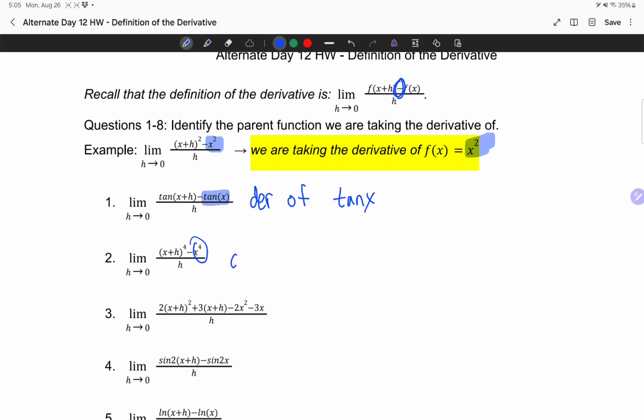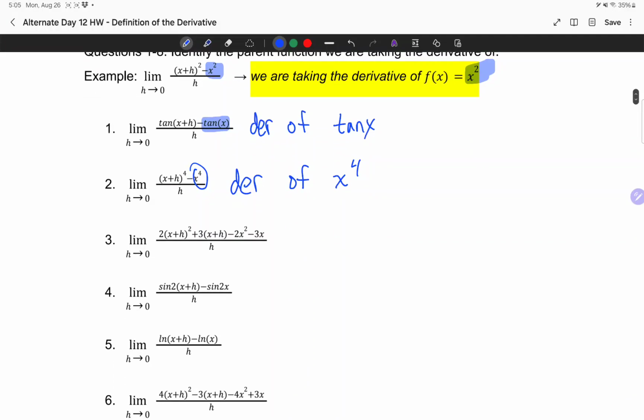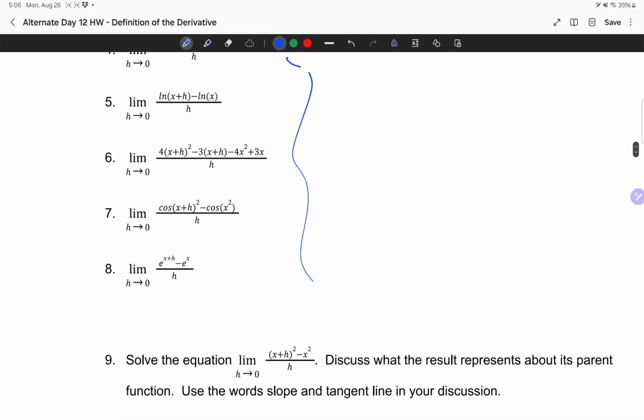In this case, we're finding the derivative of x to the fourth. Be careful with one like this. You're going to switch both signs, right? Because it's kind of like minus 2x squared plus 3x, right? You're just going to switch all of your signs. So we're taking the derivative of 2x squared plus 3x. Okay, and you'll just kind of finish the rest of these.